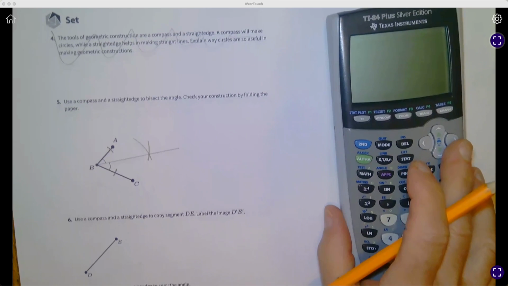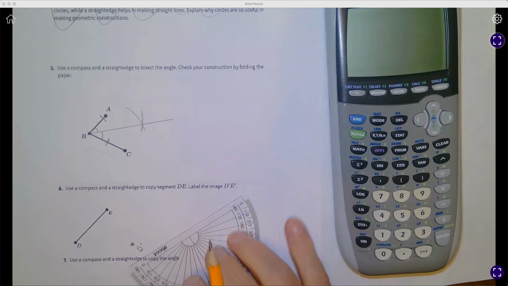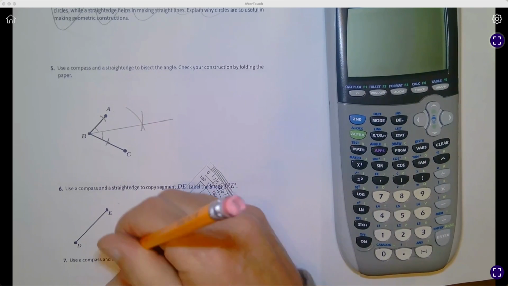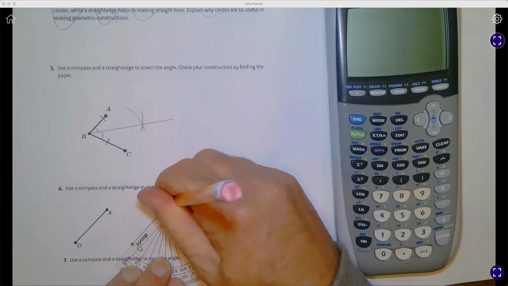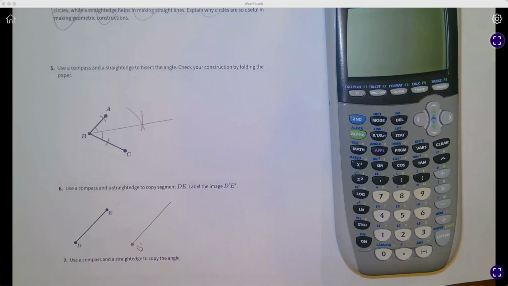Use a compass and a straight edge to copy segment DE. Label the image D prime, E prime. Okay, so I'm going to call that the D prime. I'm also going to go ahead and just extend a line segment. And I'm going to make it longer than DE. Now, this isn't too bad. I think you would intuitively kind of figure this out.